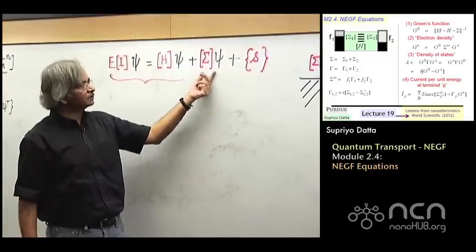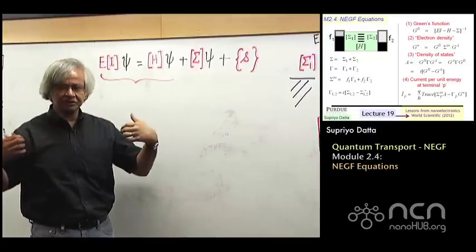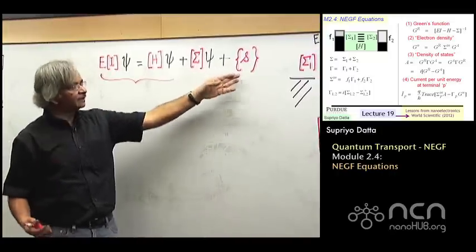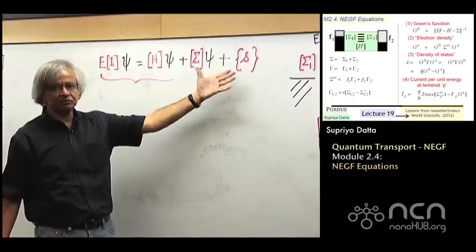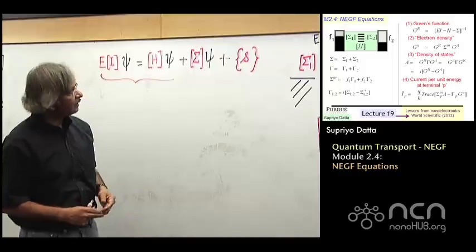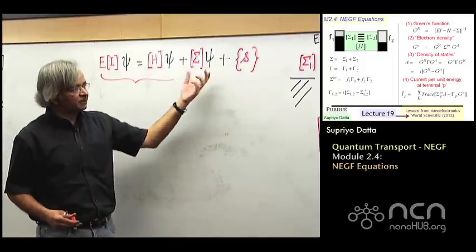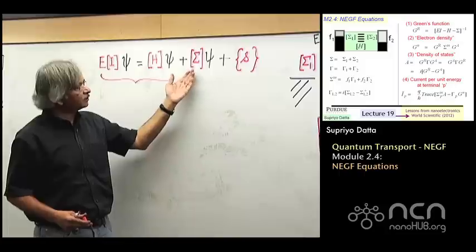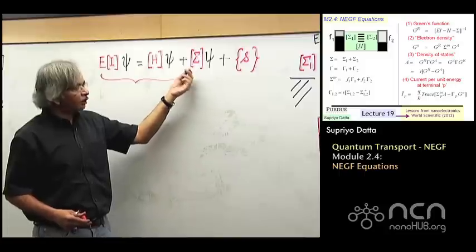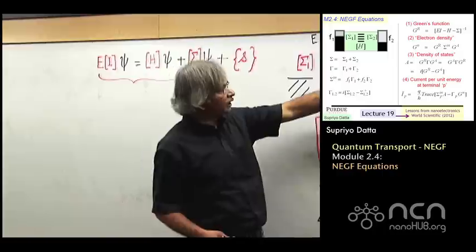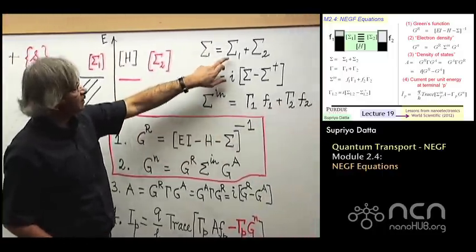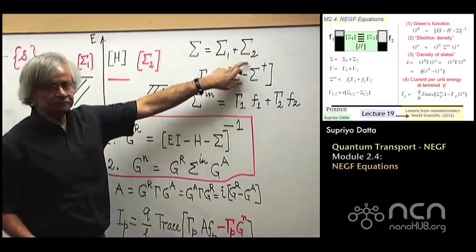The first term tells you about outflow from the channel, and the second tells you about inflow into the channel from the contacts. So those are the two terms that come in. Each one of these, in principle, has a component due to contact 1 and a part due to contact 2, which is why the way we wrote it is that sigma is sigma 1 plus sigma 2.